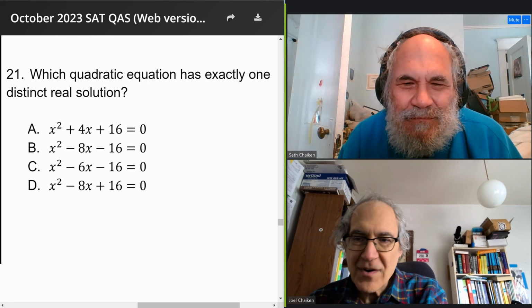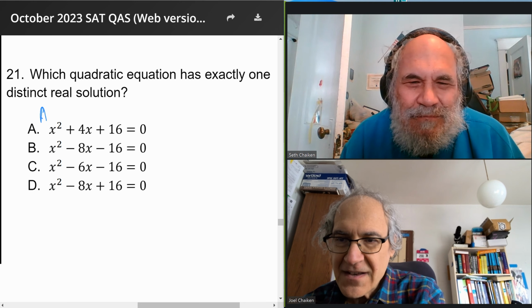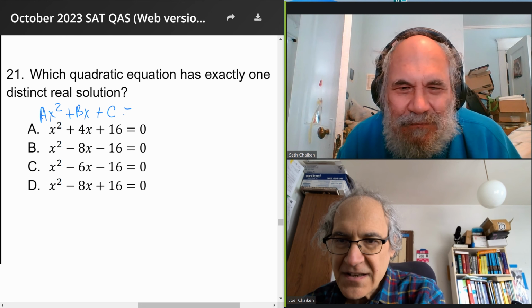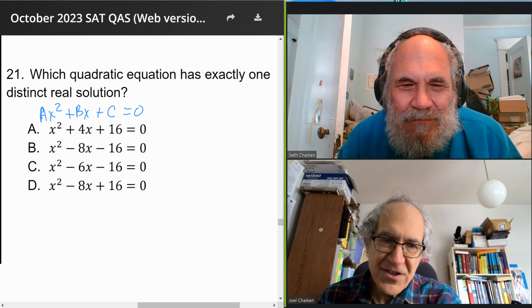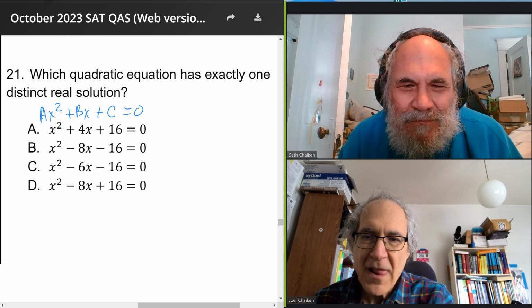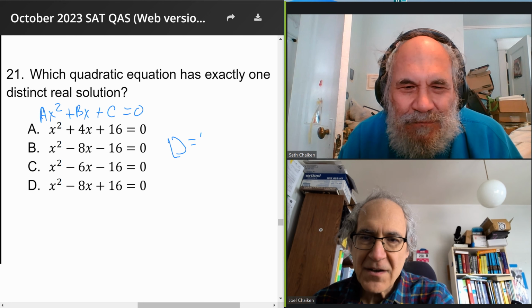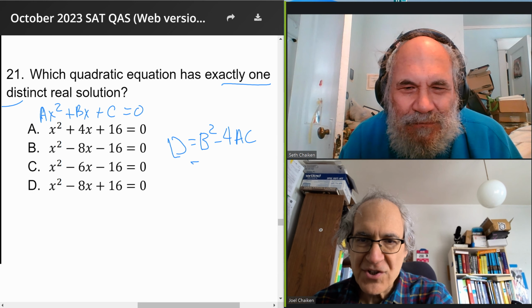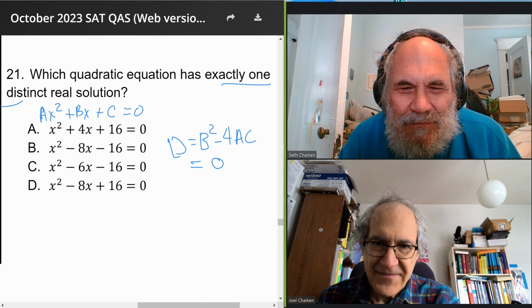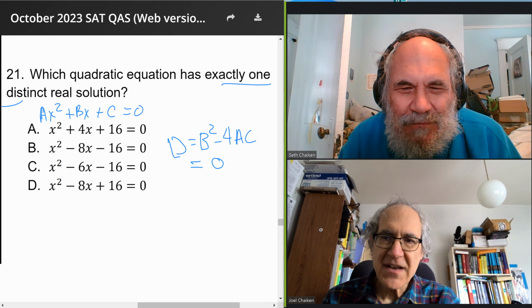So what is the discriminant? If this is ax squared plus bx plus c equals 0, a is the coefficient of the x squared term, b is the coefficient of the x term, and c is the constant, then the discriminant equals b squared minus 4ac. And to have this condition, one distinct real solution, the discriminant needs to be 0. So we have to test these four equations and see. That's one way to do it.